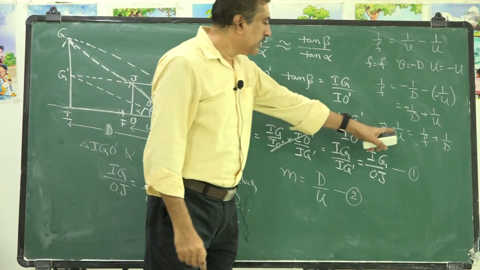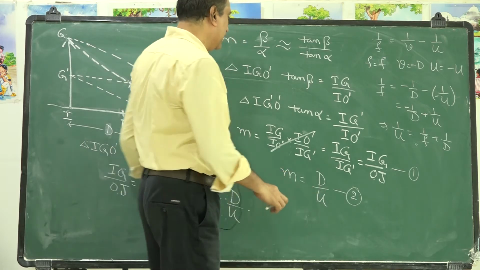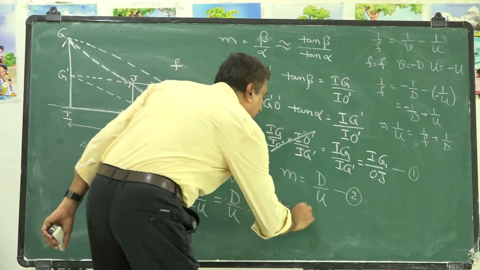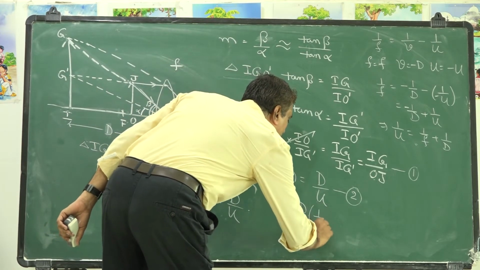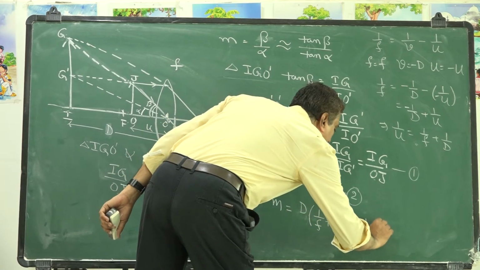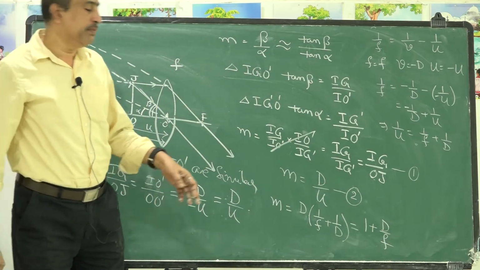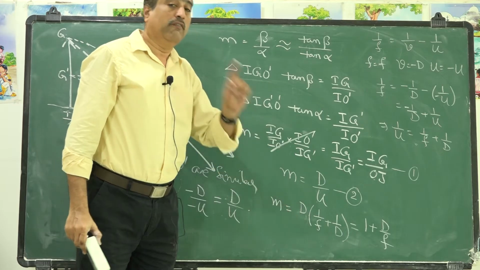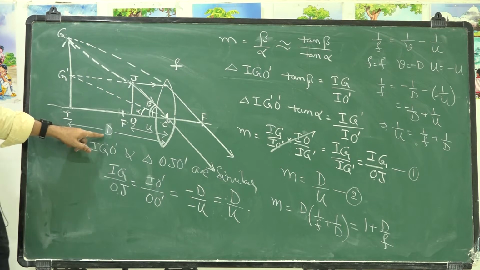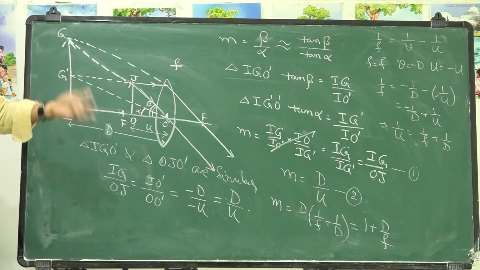Now substituting this 1 by U is equal to 1 by F plus 1 by D in this term, we can write M is equal to D into 1 by F plus 1 by D, and that equals 1 plus D by F. So this is the magnifying power of the simple microscope when the image is formed at least distance of distinct vision.